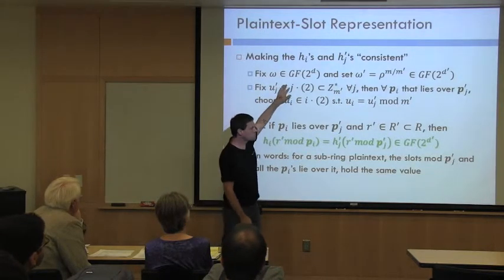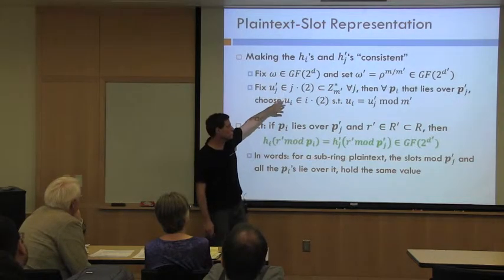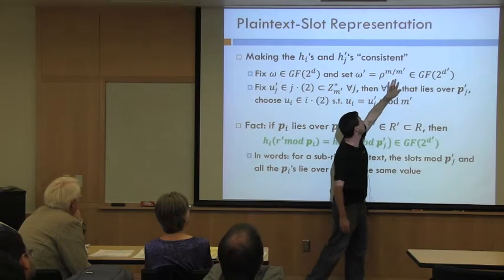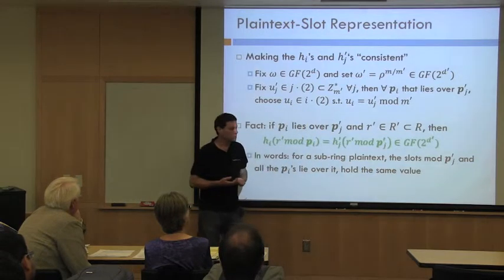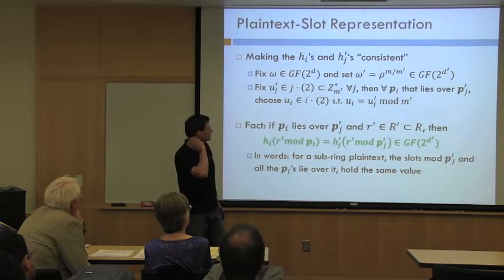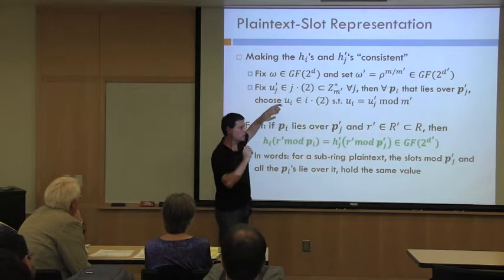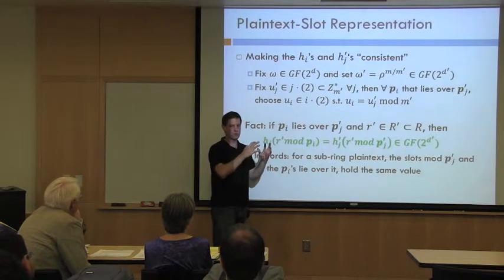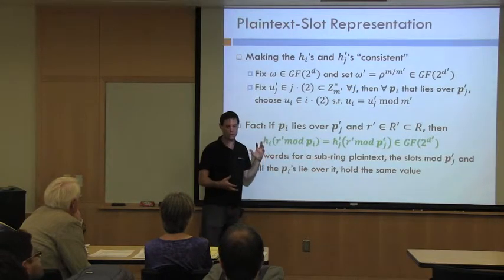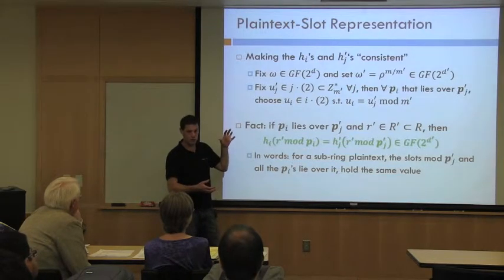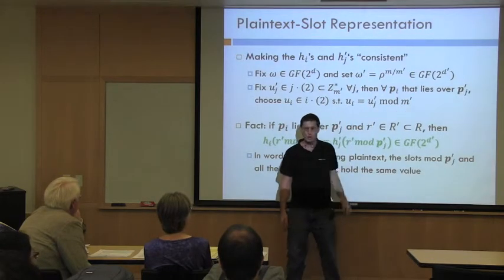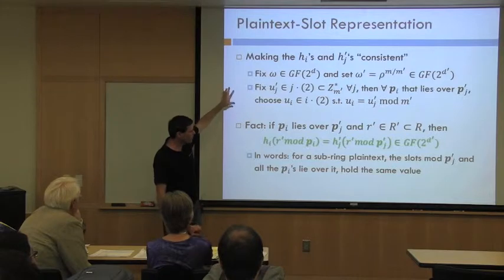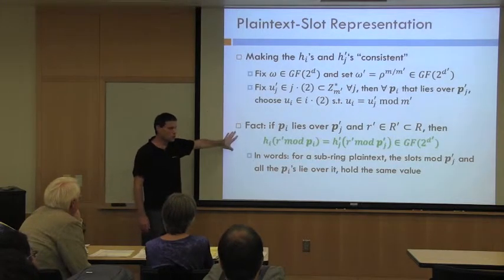So there's an obvious way to do that, and this is what we do. You take the primitive root of unity, that should have been omega. You take the big root of unity and just exponentiate it to m over m prime. And you take u_i and u_j prime: if u_i belongs to a prime ideal p_i and u_j prime belongs to prime ideal p_j prime, and p_i lies over p_j prime, then you want these two things to be consistent with each other. So you just take them so that these particular representatives are equal to each other mod m prime. And that's what you need to do. It's sort of obvious when you go through the algebra, but this is what we really want.